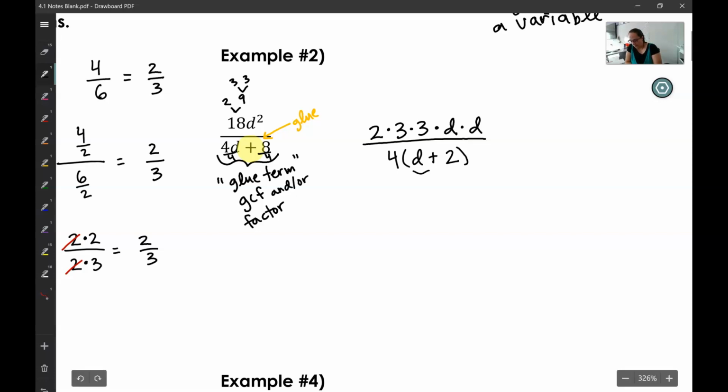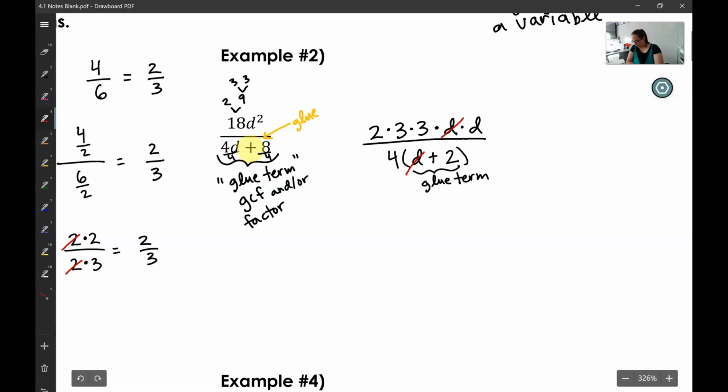Now I have a new glue term. So something I want to talk about with this glue term. Because this D and 2 are glued together, I cannot cross this D with that D. That does not work because that D plus 2 is glued together. So if I'm going to get rid of it, I have to get rid of them together.